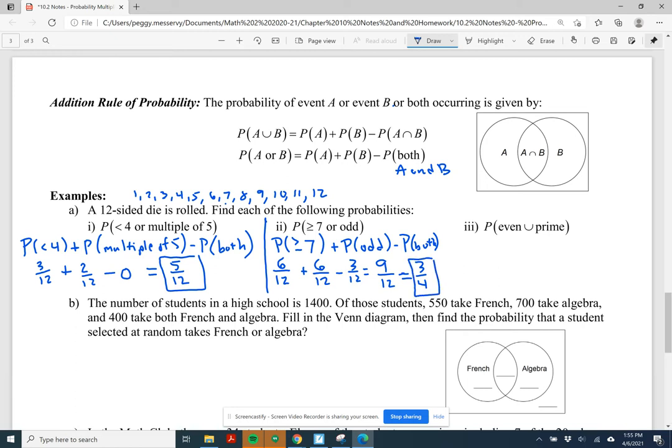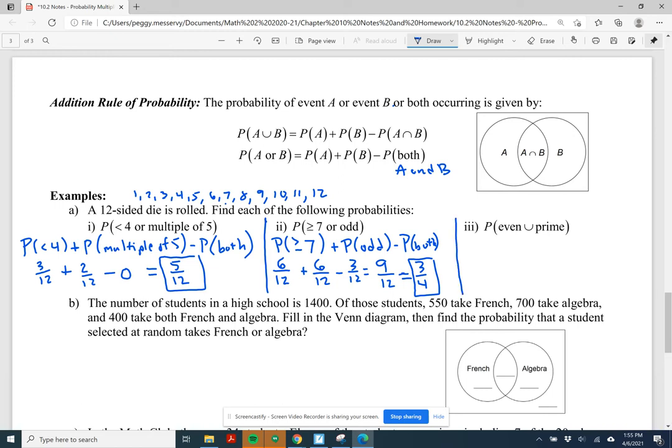Okay, another way that you could do it, if you didn't want to use the addition rule of probability, you could actually just count the number of favorable outcomes and divide by the total number of outcomes, right? So how many are odd? 1, 3, 5, 7, 9, 11. But then add in or also count the ones that are greater than or equal to 7, right? So 1, 2, 3, 4, 5, 6, 7, 8, 9. 9 out of 12, or 3/4. That gives you an option.